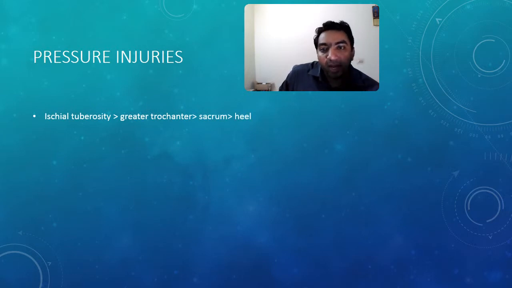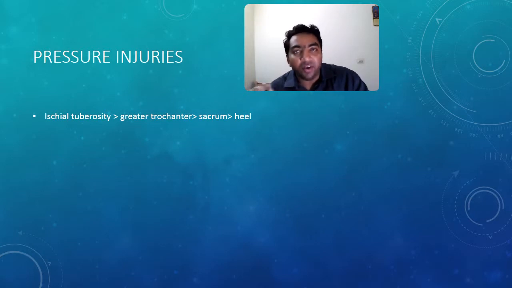Next up are the pressure injuries, and the most common manifestation of pressure injuries which we usually see are bed sores. The locations are generally the ischial tuberosity, greater trochanter, sacrum and heel, of which the ischial tuberosity is the commonest site for bed sores. There are different grades of bed sore. When we see a bed sore, we should try to grade it rather than just write bed sore and go.